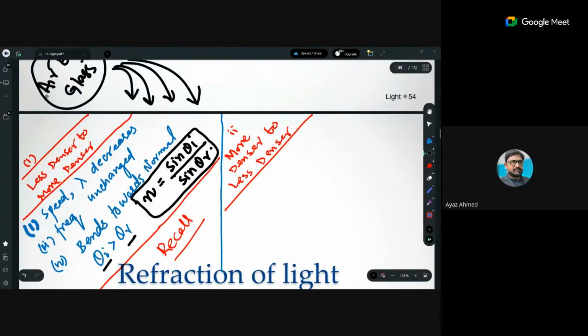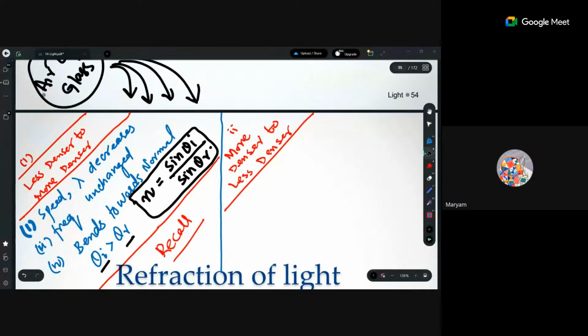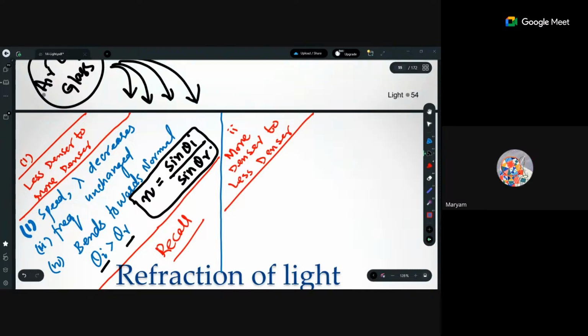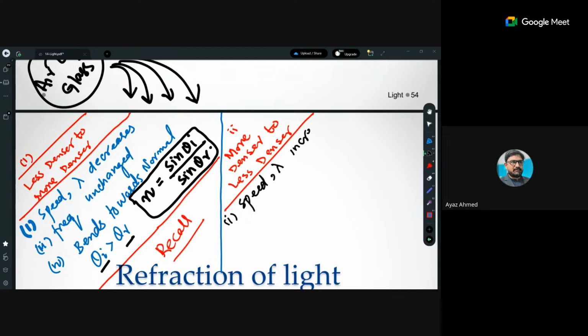All the properties get reversed for denser to less dense, but the formula will also be the same? No, no, the formula will be reversed. So sine r by sine i. Speed and wavelength increase. Is it clear? Ariba, you were asking something to me. Is this clear to you now?